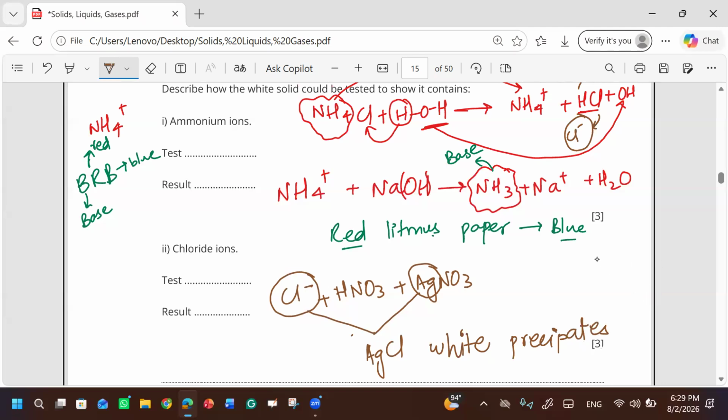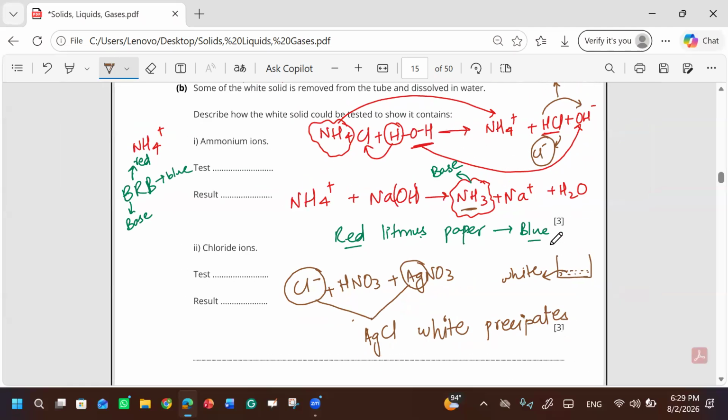Precipitates are like a powder which settles down. That will be white in color, so by that you can confirm that there is silver chloride. In this you don't feel any smell, but whenever ammonia is there, ammonia has a very pungent smell. Clear? Okay.